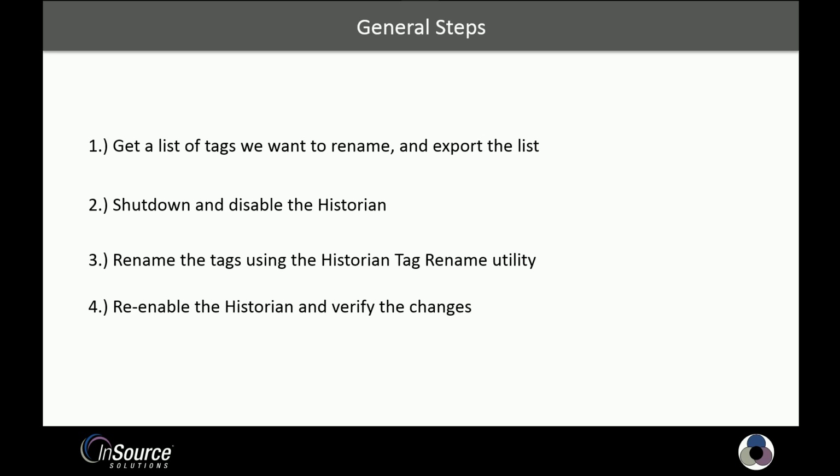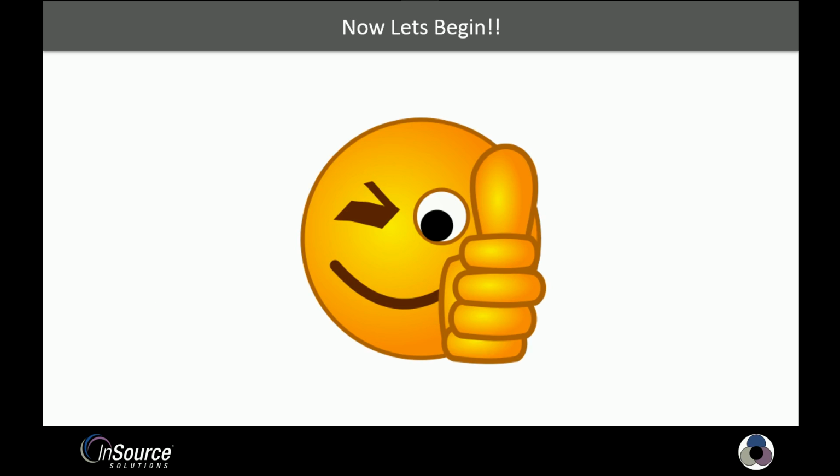These are the general steps in this process. First, we're going to get a list of tags we want to rename and export the list. Next, we're going to shut down and disable the historian. Then we're going to rename the tags using the Historian Tag Rename utility. And finally, we'll re-enable the historian and verify the changes. Now let's begin.